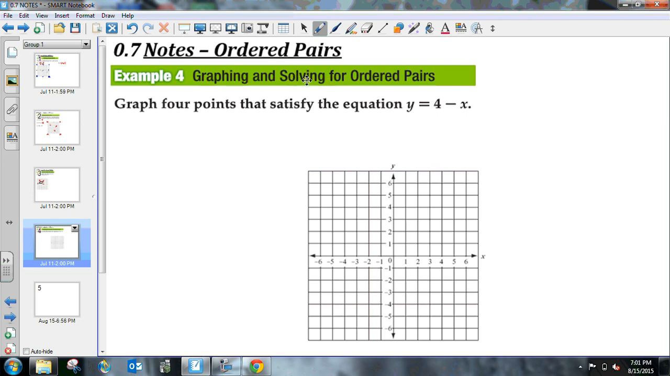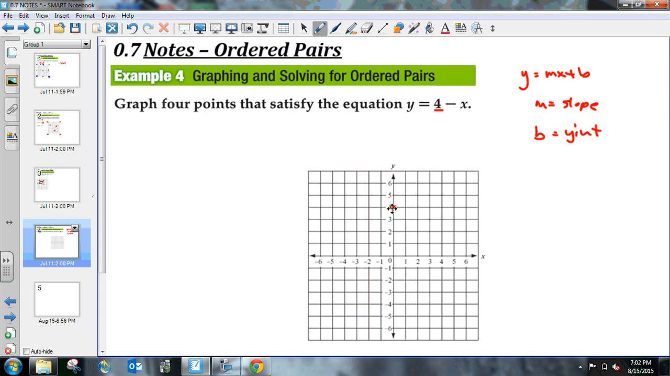Graph 4 points that satisfy the equation, y equals 4 minus x. Okay, there's a number of ways to do this. If you're pretty confident in your methods of knowing how these graphs work, we can say that, if this is the equation in the form y equals mx plus b, m is equal to my slope. B is equal to my y-intercept, and I know that my y-intercept is 4.